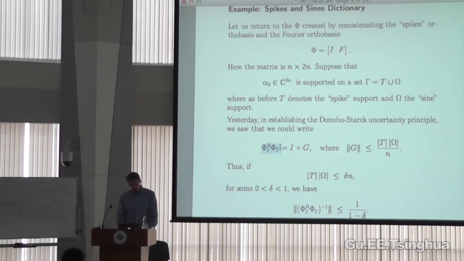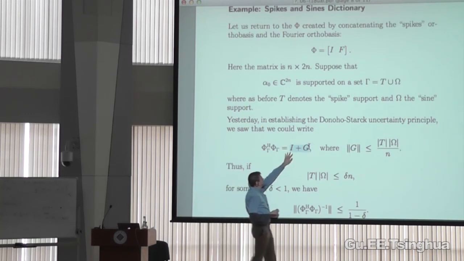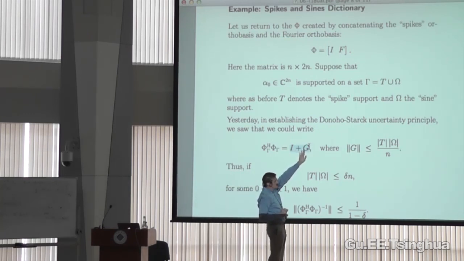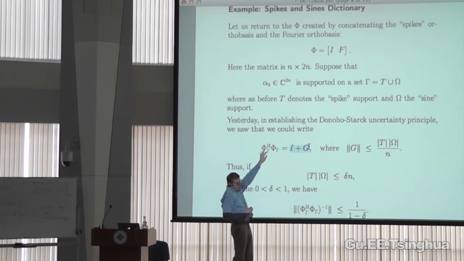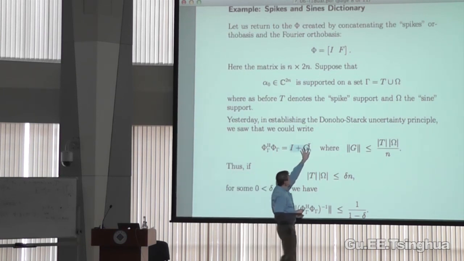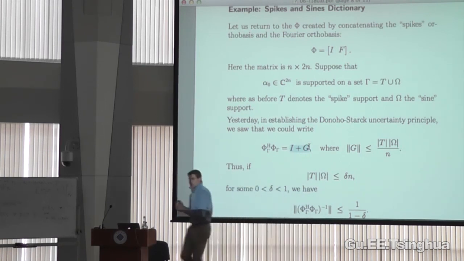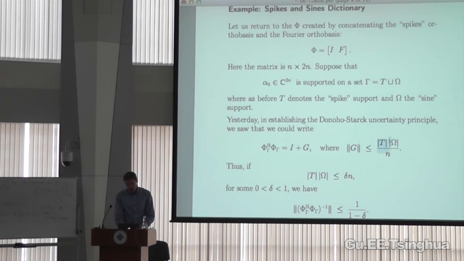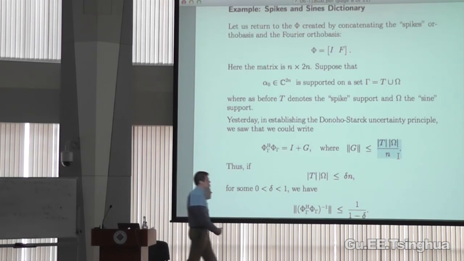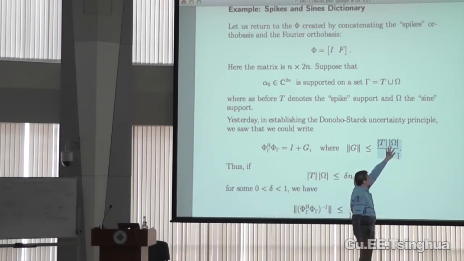And so, what we did to show that is we said, okay, really, I can write this matrix as an identity plus this matrix G, right? The whole idea was I could try to bound how big this matrix G was, and if I could show that the operator norm of G was less than 1, then I would be assured that this matrix would be invertible, and hence would not have a null space. And what we did to do that is we had this bound on the operator norm of G, that it was less than or equal to the number of spikes times the number of sinusoids divided by n. That's where we came up with this uncertainty principle, that if T times omega is less than n, then this works.